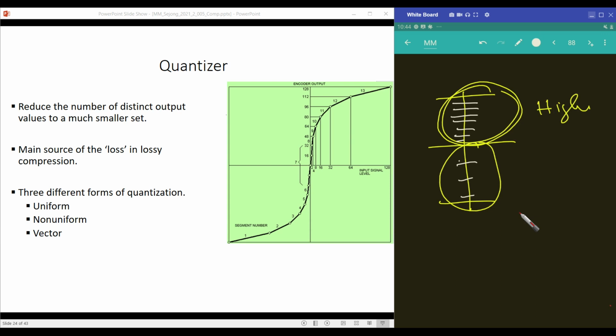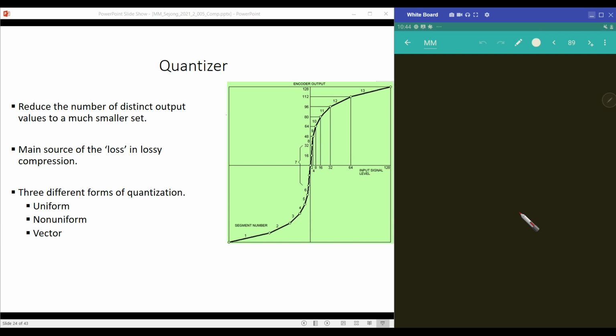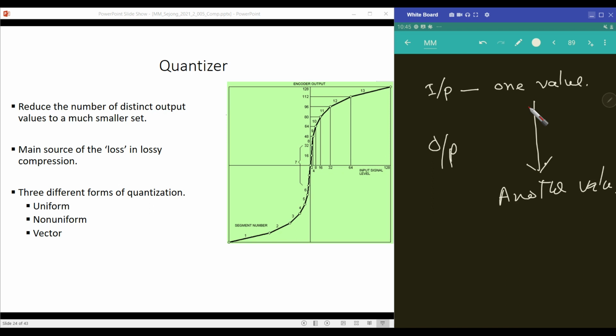But whatever, either uniform or non-uniform quantization, what we are doing is, in input we have one value, definitely coming originally from analog, and then we are mapping this one value to another value. So maybe it is 0.1 volt originally, but we are considering it as 0.125. So this is one-to-one mapping, and this one-to-one mapping sometimes doesn't work well.